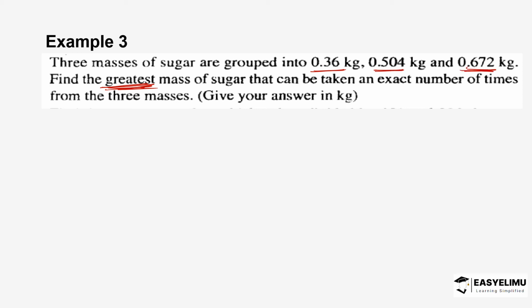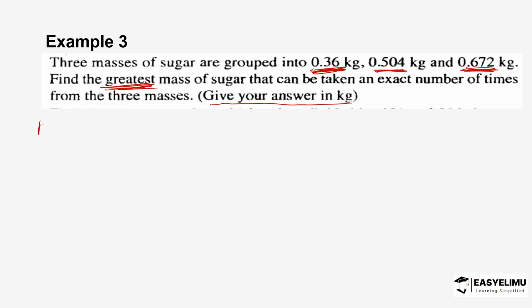So how do you go about it? Remember, here we are talking about factors. For us to call them factors, it means there are no decimals. So what you do, because these are decimals, you will try to convert them to grams first. Then, because here the instruction is that we give the answer in kilograms, you'll just find the greatest mass in grams, and then you remember to reconvert it back to kilograms. So let's see.